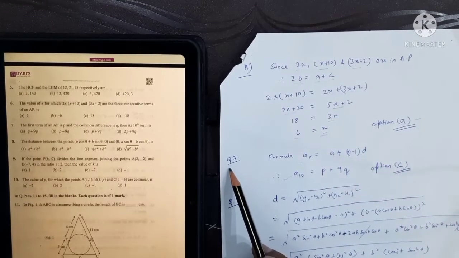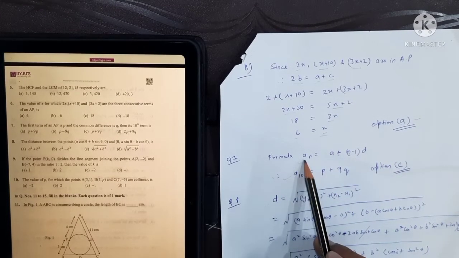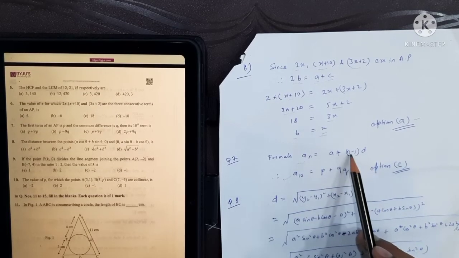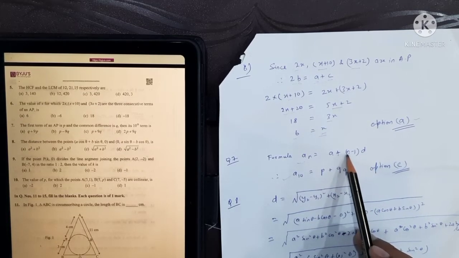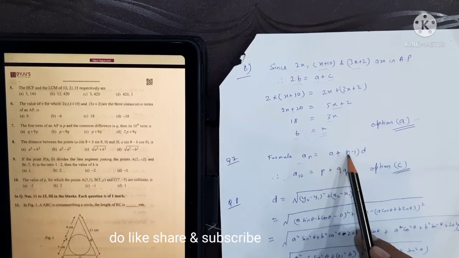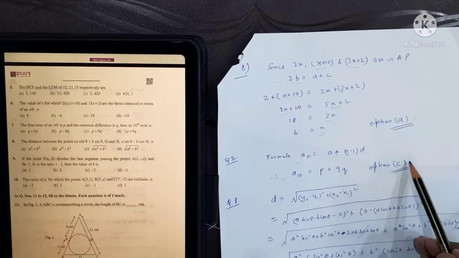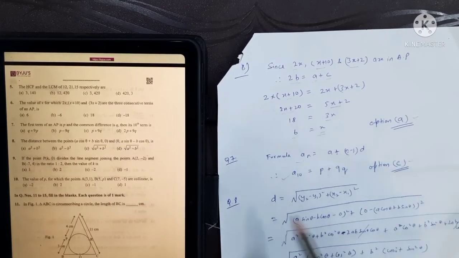For question number 7, we know the basic formula of AP is a plus n minus 1 d. Since we have to find the 10th term, we have n is equal to 10. So 10 minus 1 is 9, and therefore a10 is equal to this. So option C is correct.